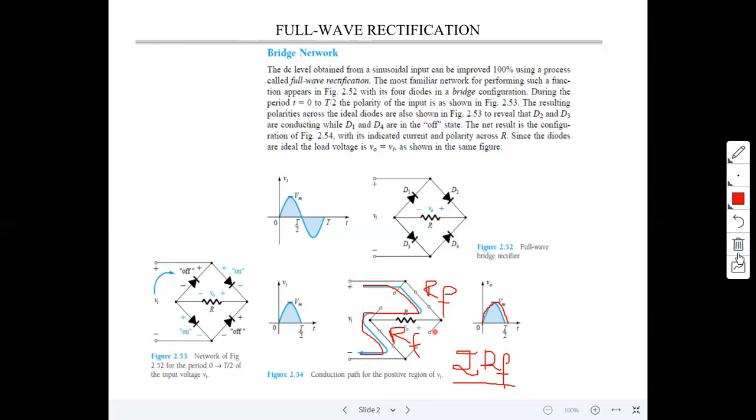Observe the current direction, it is important. Here the current flowing through the resistor for this positive cycle is in this direction. Remember this one: right side plus, left side minus.